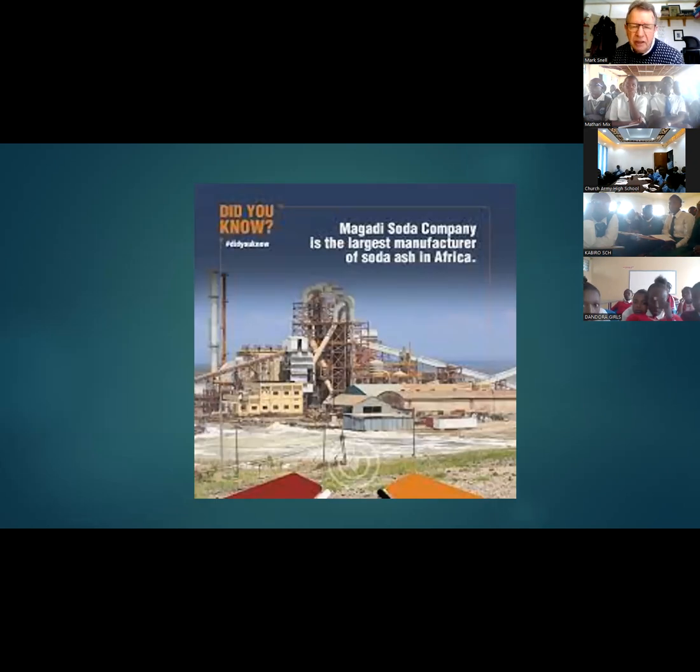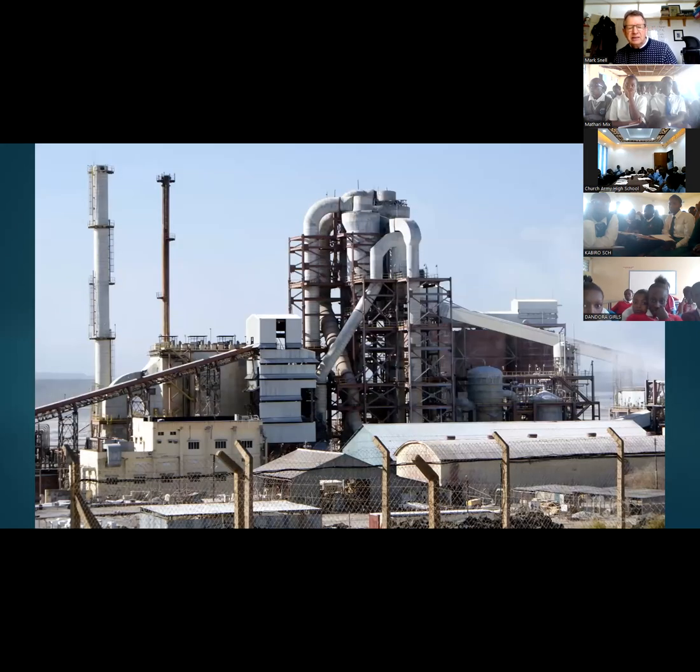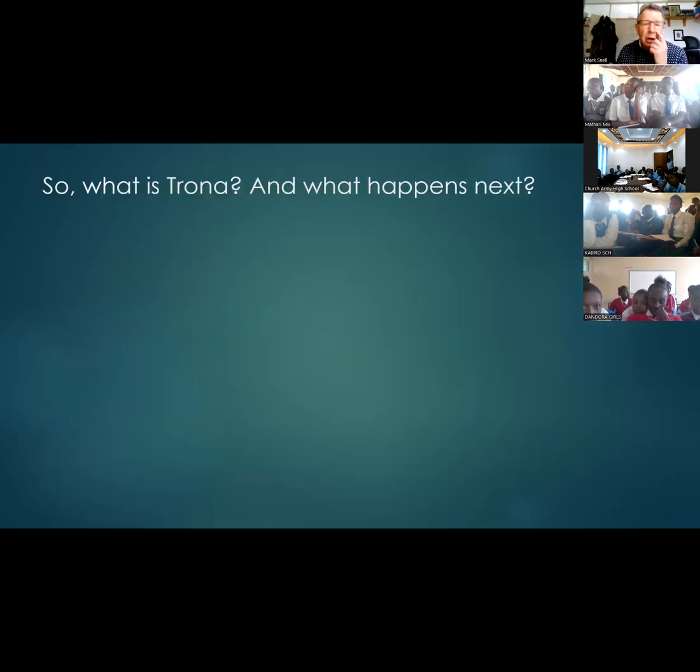Here is the soda company run by Tata. It looks like this. It is an extraordinary set of buildings on the lake. And some people complain about this because it is not pretty to look at, but it produces a very large amount of trona, sorry, not natron. So here we are.